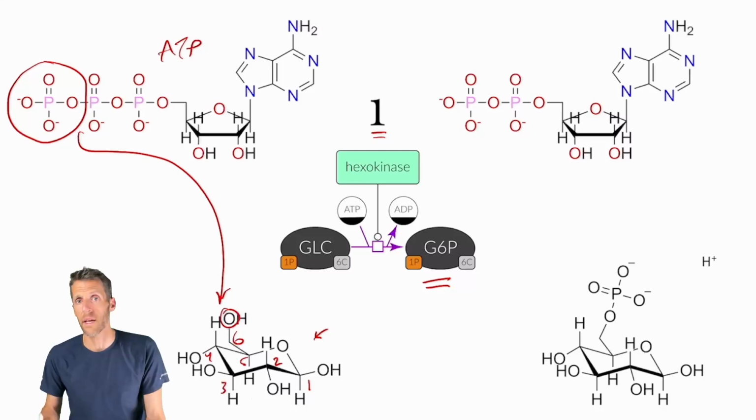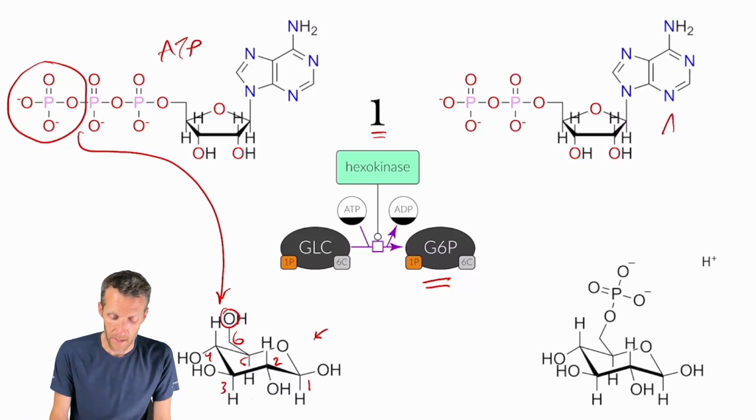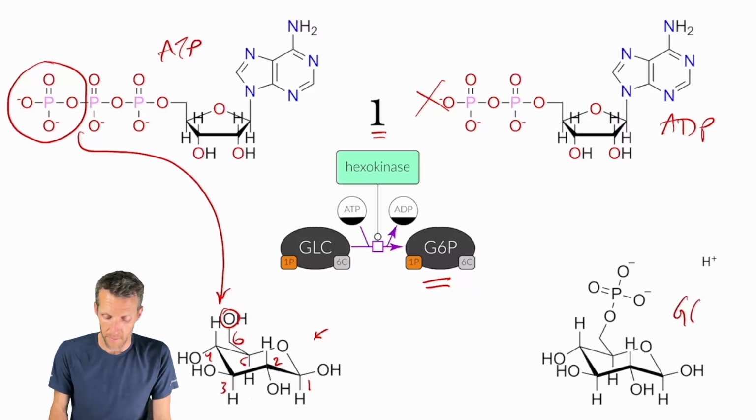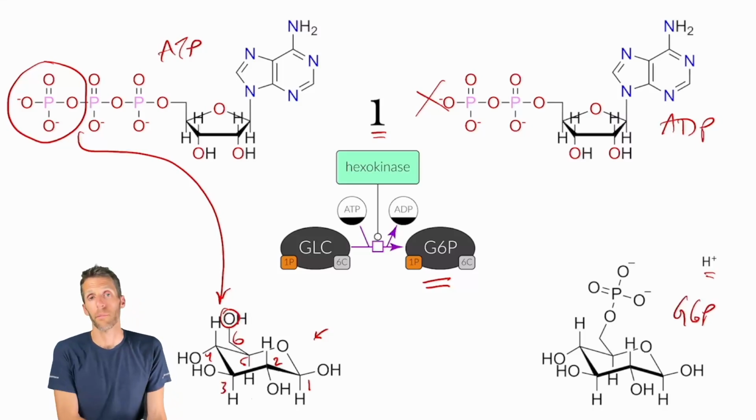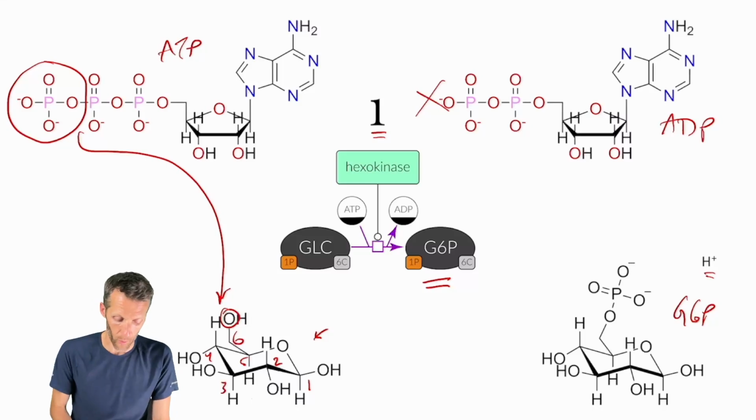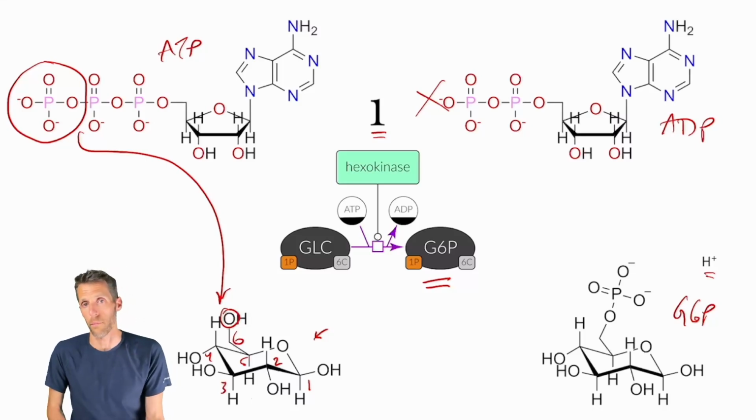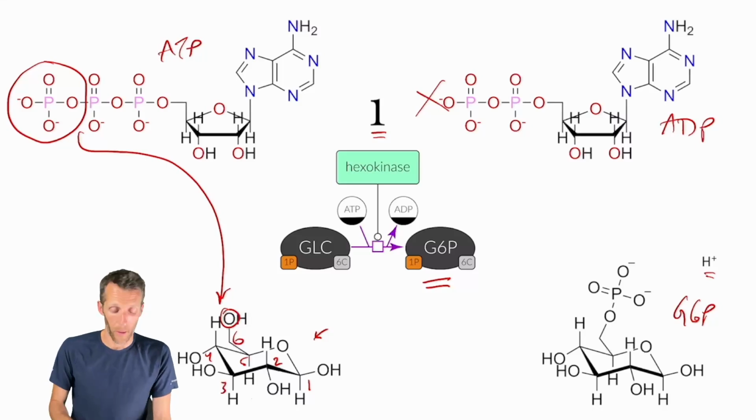The result of this is an ADP, so we lost the phosphate off the end of this. And then our G6P here. And then we have a proton because we basically had to pull a proton off of the hydroxyl to make that new bond. Okay, step 1, cool.